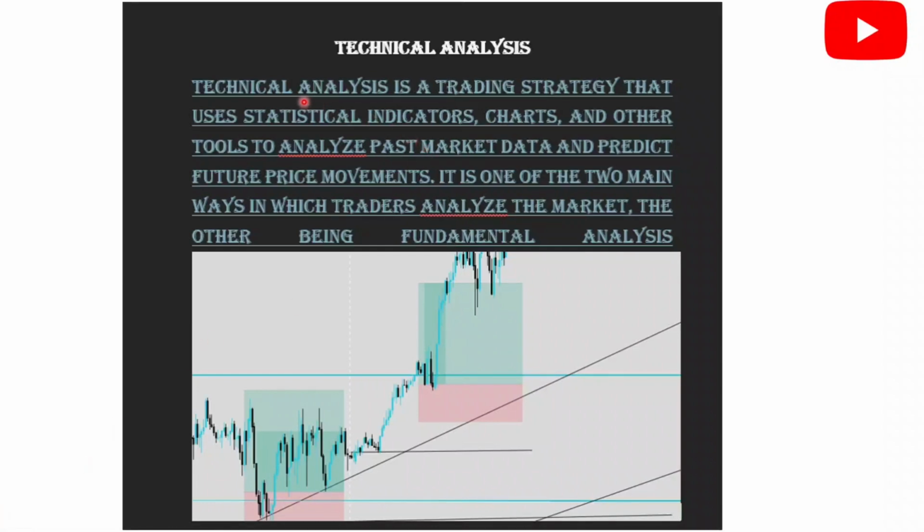What is technical analysis? Technical analysis is a trading strategy that uses statistical indicators, charts, and other tools to analyze past market data. Technical analysis or technical analyzers, they believe in history. Like if this thing has happened before in this market, it's going to happen again. Past data and predict future price movement. It is one of the two main ways in which traders analyze the market, the other being the fundamental analysis. When I talk of technical analysis, what do I mean?